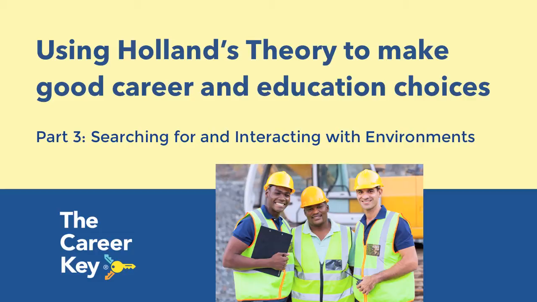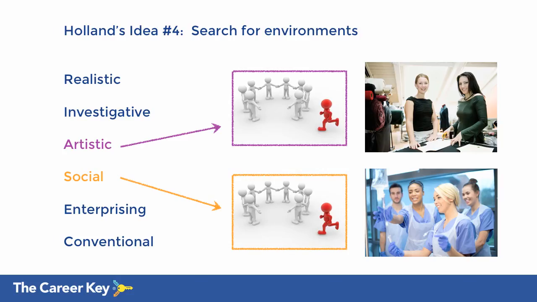This video is part 3 of 5 on using John Holland's theory to understand yourself and make good career and education decisions. We will focus on Holland's fourth and fifth ideas. His fourth idea is that people search for environments that fit their personalities, where they can use their skills and abilities and express their values and attitudes.